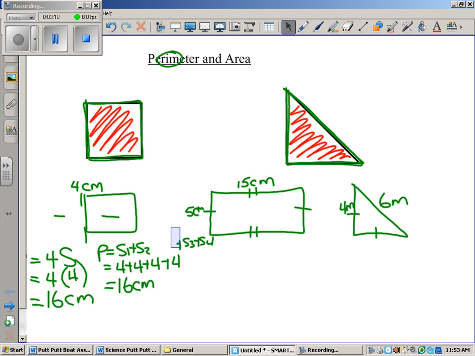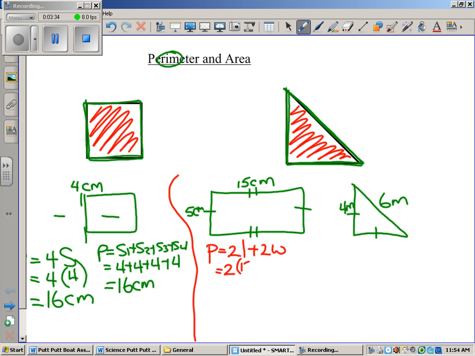Let's move this out of our way so we can deal with the next one. All right. When we get to the perimeter of a rectangle, perimeter equals 2 times the length plus 2 times the width is your simplest formula, and you substitute the length, which is 15, plus 2 times the width, which is 5. 2 times 15 is 30. 2 times 5 is 10. Your perimeter of this is going to equal 40 centimeters.